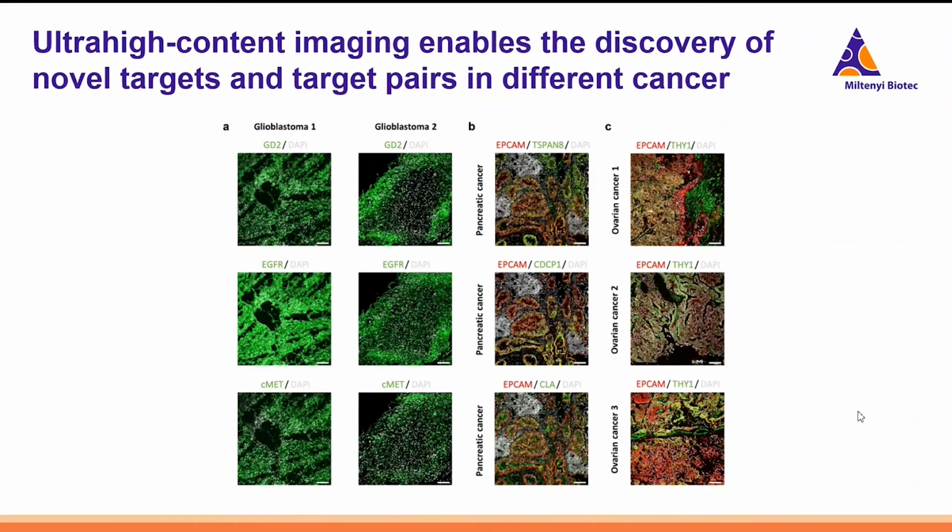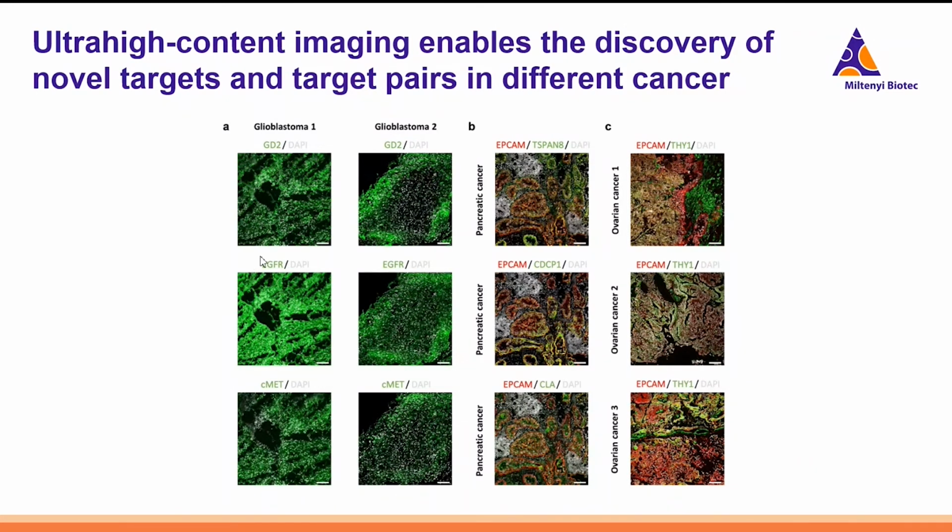For this, they used ultra-high-content imaging to screen several markers in different tumor samples: glioblastoma, pancreatic cancer, and ovarian cancer. In these images, the nuclei staining, DAPI, is shown in white. The markers of interest are shown in green or red.